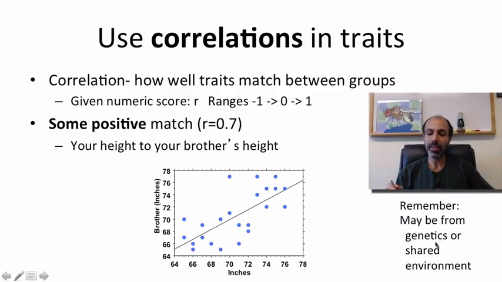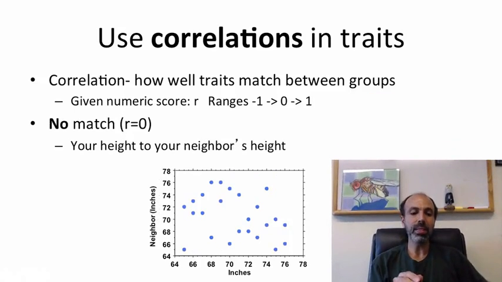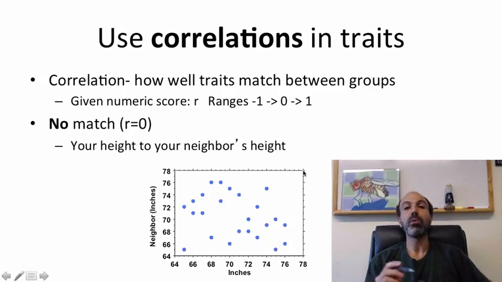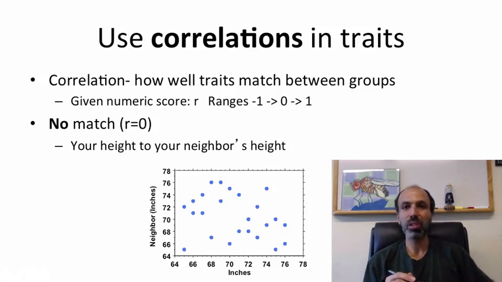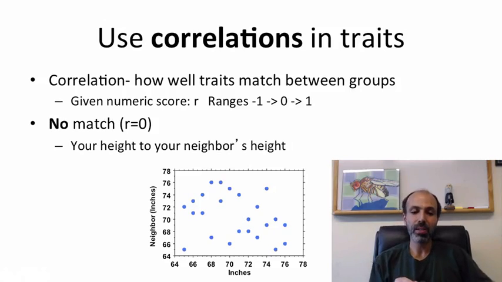And again, in this case, some of this may be from genetics and some of this may be from shared environment. That's why you do see some sort of association here. Now let's go a little bit further. Let's imagine there's no correlation. You may see this in the context of your height to your next door neighbor's height. It's quite possible that you'll have some very short neighbors, you may have some very tall neighbors, but there's no reason to expect that their height is any more or less like your height. So this would be a case where the correlation is 0.